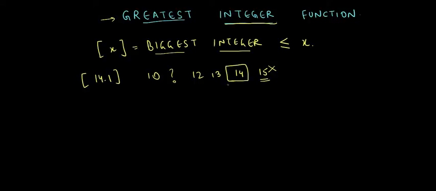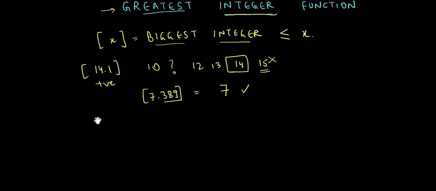Well, if you put in a positive value, what the greatest integer function basically does is it chops off the decimals. So if I ask you to find the greatest integer of 7.389, all you have to do is chop off the decimals, and what's left is 7. That's the answer.